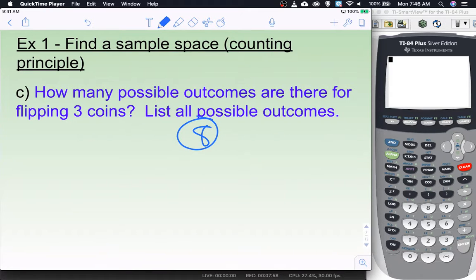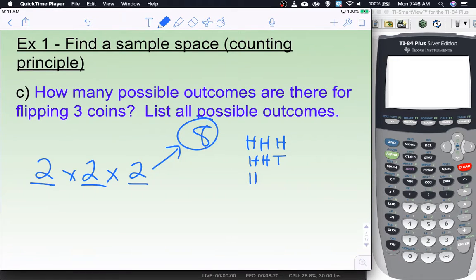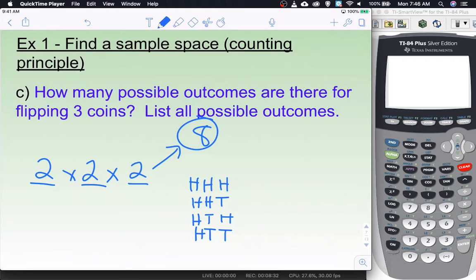So you would have boom, boom, boom. There's 3 different actions. You flip the first coin, you flip the second coin, you flip the third coin. That gives you 8 possible outcomes. Now, as far as listing your outcomes, you can even just make a straight up list like heads, heads, heads, heads, heads, tails, heads, tails, heads, heads, tails, tails. That's all the possibilities with getting a heads in the first flip.